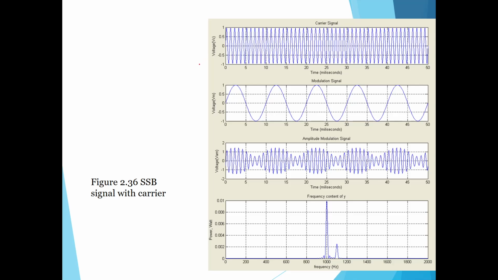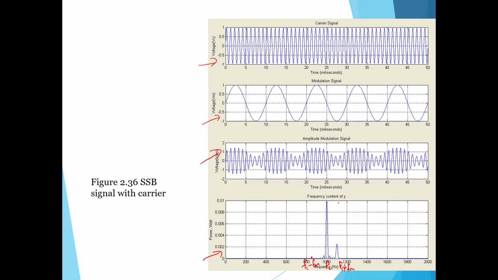So see that here is the carrier. This is the modulating signal or the message signal. This is the SSB with carrier. And if we see the spectrum, this is the carrier. And then we have the upper sideband, FC plus FM. And then we don't have the lower sideband, so there's no lower sideband.